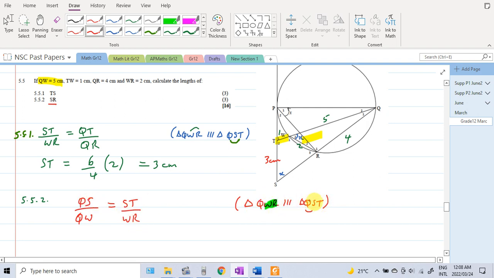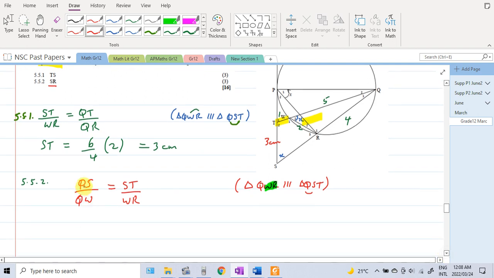So we can fill in all the information again. What is QS? QS is 4. Very important to look at the triangle. Don't just look at this, look at the triangles as well, because sometimes they break up the line. So basically QS is 4 plus RS, and that's how you can have 4 plus SR over, what is QW? QW we said it was 5, that was given. ST we just found, which is 3, and WR is 2.